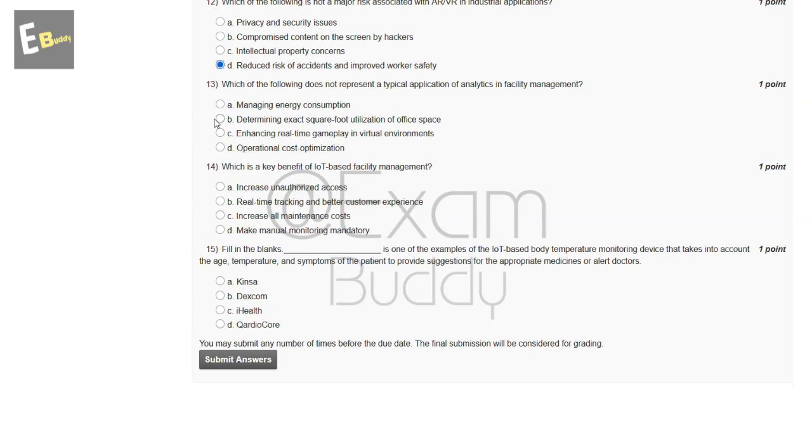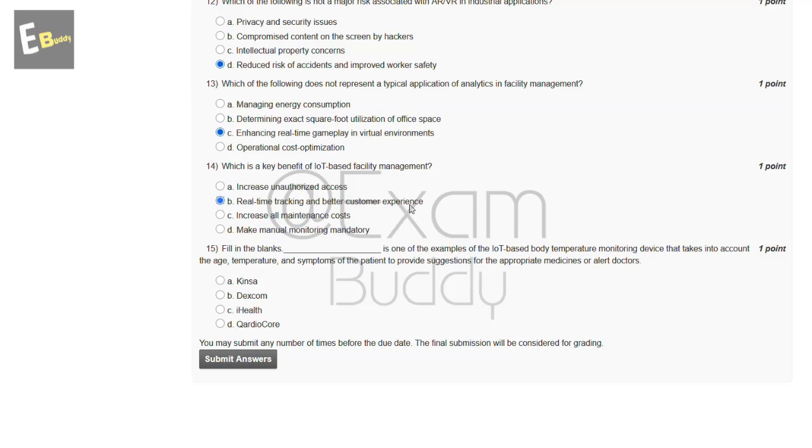Now the 13th question is, which of the following does not represent a typical application of analytics in facility management? So these are the options and the answer of our 13th question is C. Now the 14th question is, which is a key benefit of IoT based facility management? So these are the options and the answer of our 14th question is B. Real-time tracking and better customer experience.